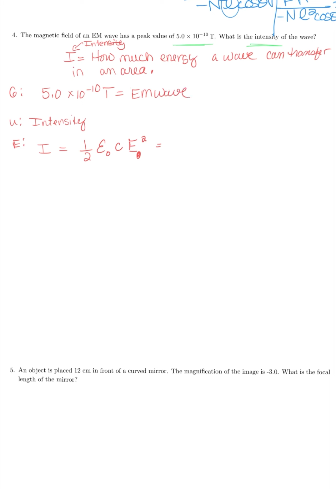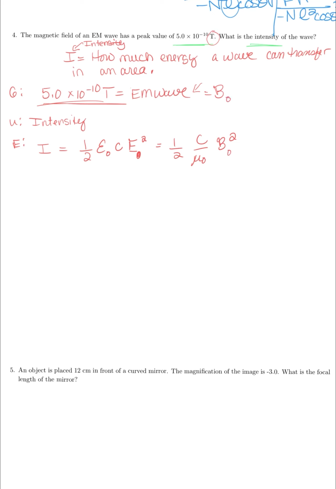Epsilon naught squared. Now, another way to write this is 1/2 C over mu naught times B squared. Well, we're only given this. So how do we know what we're talking about with this EM wave? We're told that it's in Teslas. And if it's in Teslas, we know that it's the magnetic field. So that's the peak value of B, B naught.